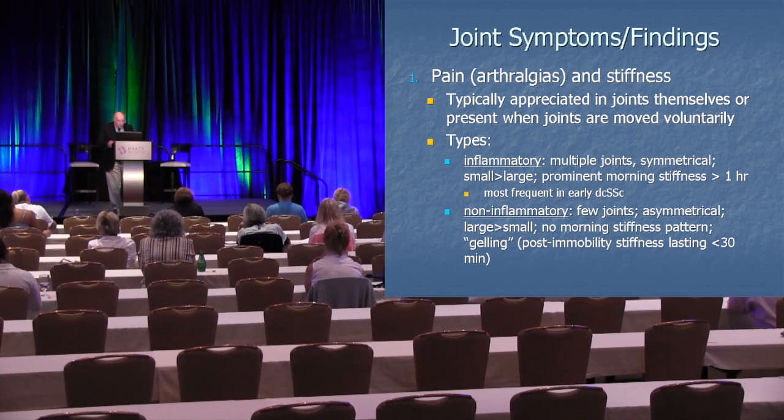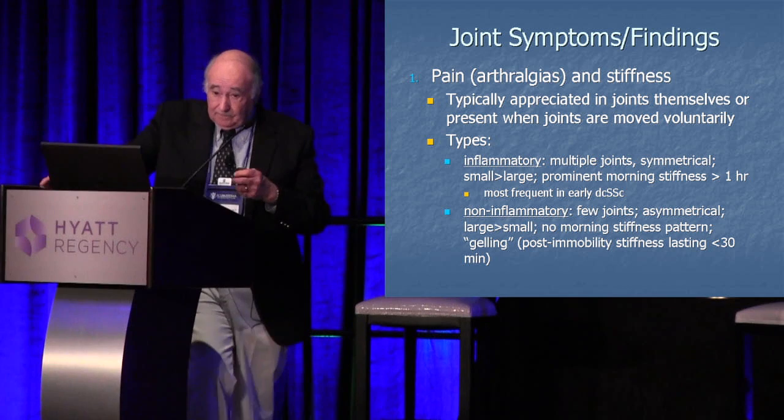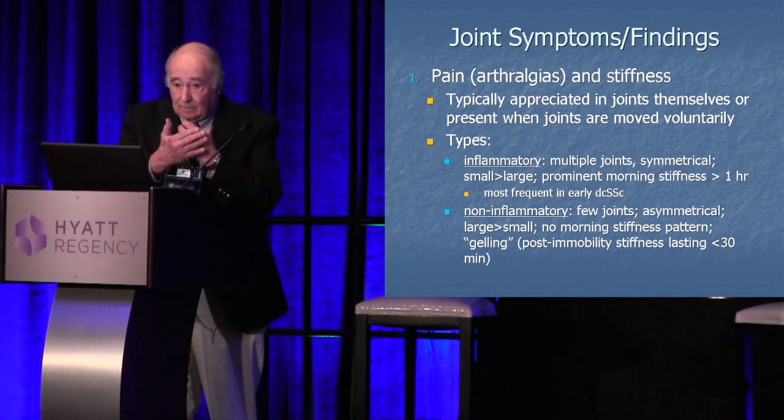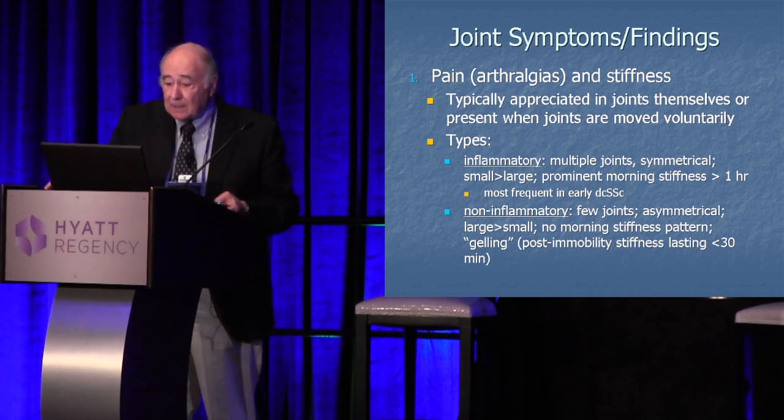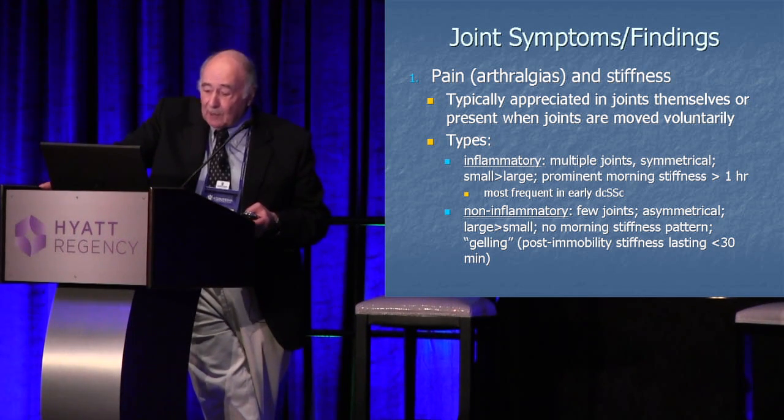In other words, when you try to move a joint and you have pain or stiffness, then that's probably pain that originates in joints. We divide joint pain into two types, inflammatory and non-inflammatory. Inflammatory is due to inflammation, so that if you took a sample of the joint lining, you could find evidence of inflammation. It typically affects multiple joints symmetrically, right and left, small greater than large joints, so wrists, knuckles, middle joints of the fingers, predominantly affected. Very prominent stiffness in the morning, lasting more than 1 hour.